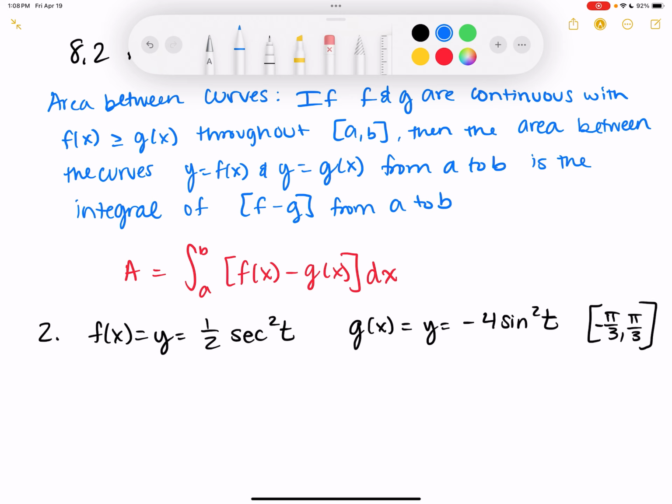So now area equals the integral from -pi/3 to pi/3 of 1/2 secant squared of t minus, but notice since this is negative, it's going to be plus 4 sine squared of t dt.